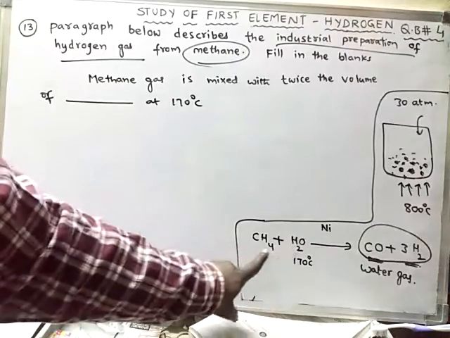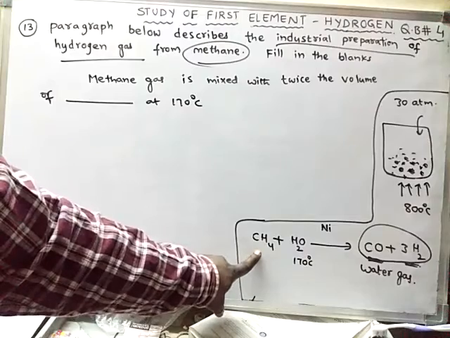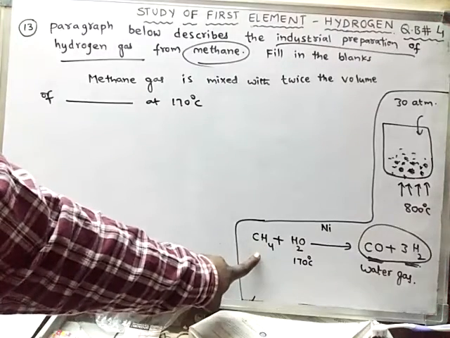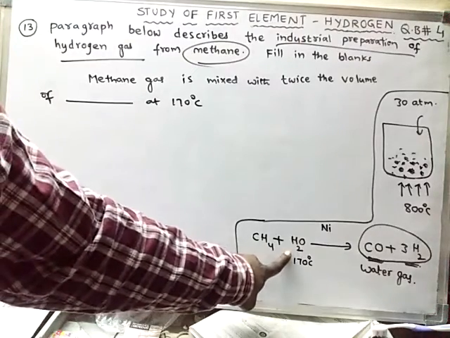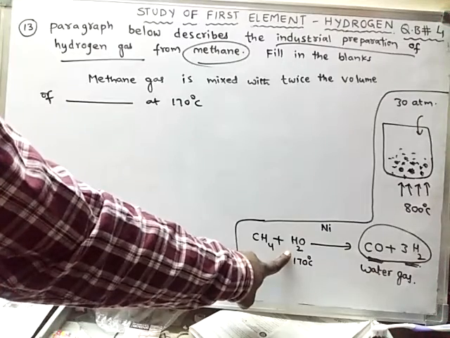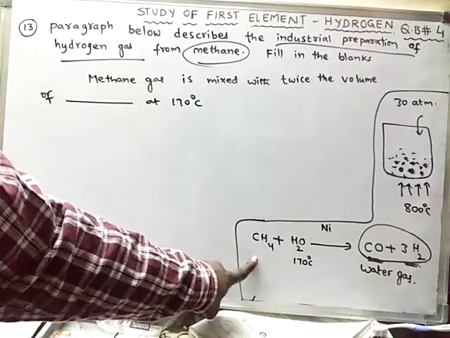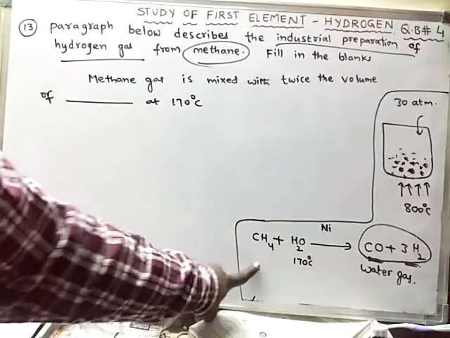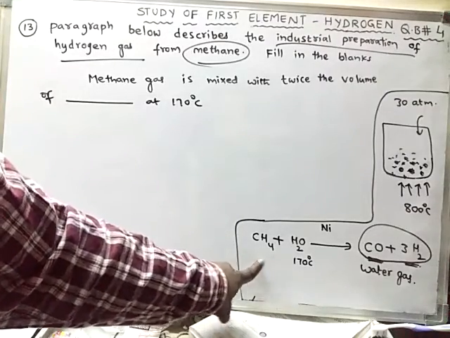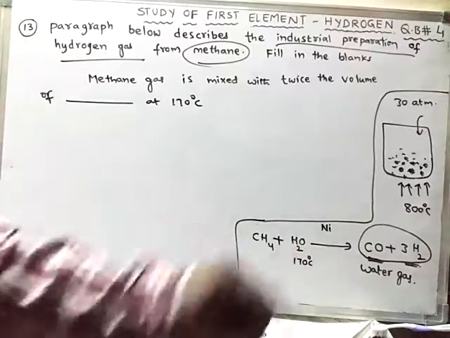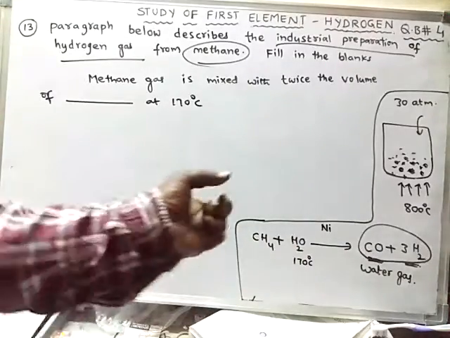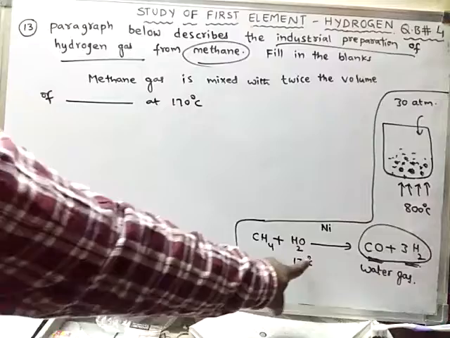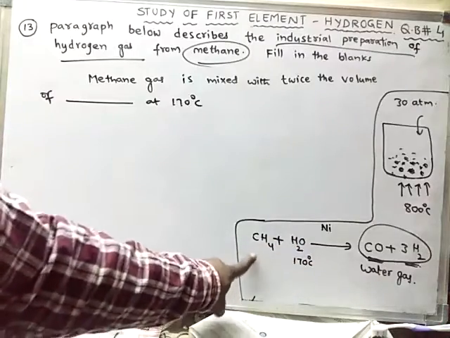superheated steam. So here, if 1 volume of methane, that means if 1 milliliter of methane is taken, then we have to take 2 milliliters of superheated steam. If 100 milliliters of methane is taken, we have to take 200 milliliters of superheated steam. If 50 milliliters of methane is taken, then we have to take 100 milliliters of superheated steam. That means we have to take twice the volume when compared to this one.